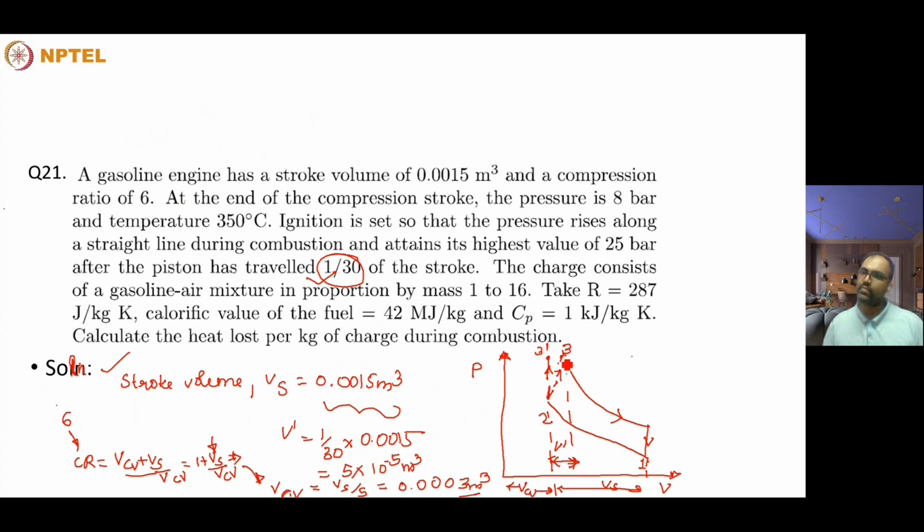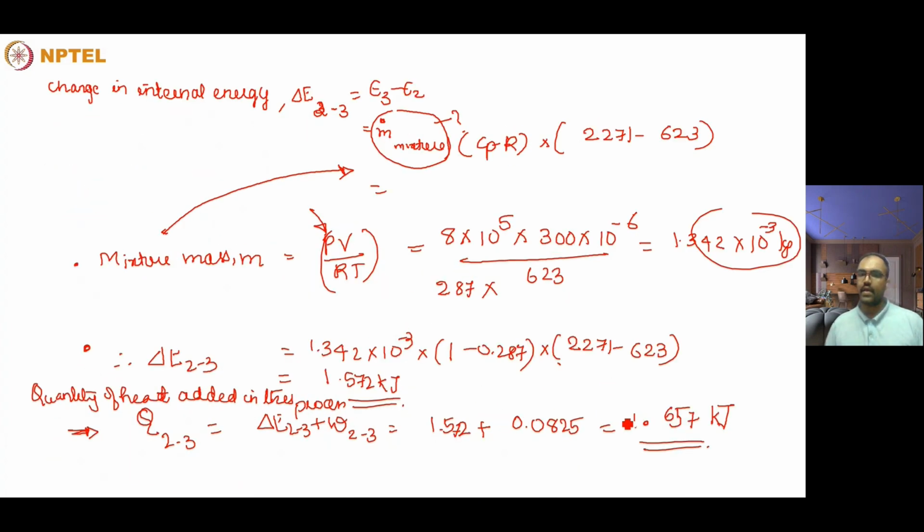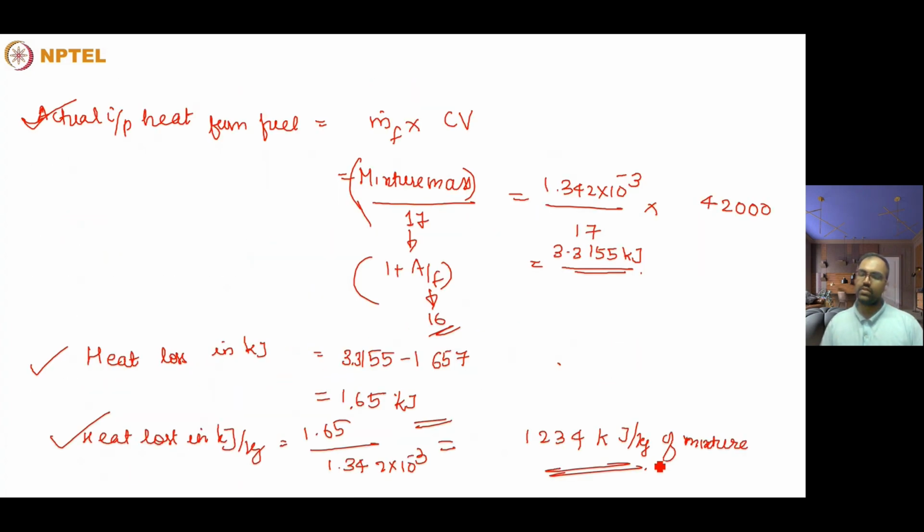Then we have to calculate the actual input of heat based on the calorific value of the fuel. Separating that, we'll be getting the heat loss per kg during the combustion. So the value of the heat lost during this process is 1,234 kilojoule per kilogram of mixture.